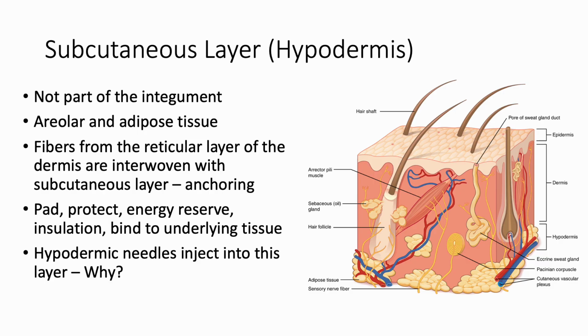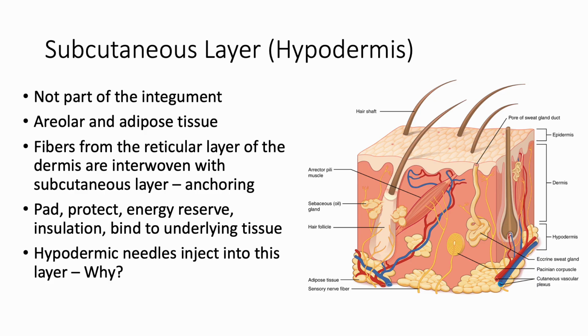What's the purpose of the hypodermis? Well, if we think about it, it's made of mostly adipose, or fat. We know that that's our energy reserve. Fat is our long-term energy source or storage form. It makes sense. We know that fat probably is going to give us some padding and protection, and that it provides insulation. And it helps to bind the integument to underlying tissue.